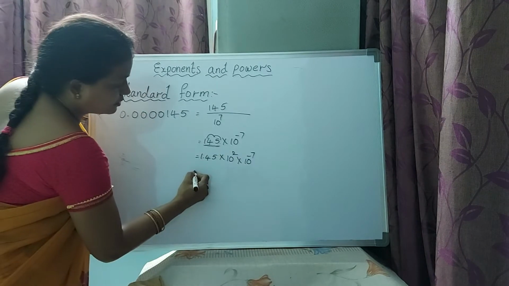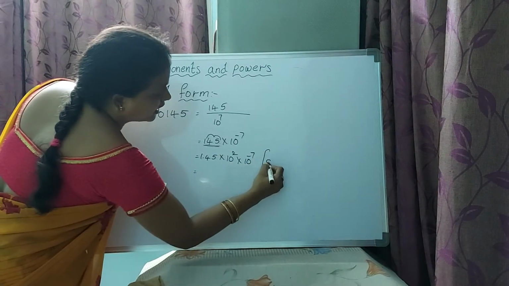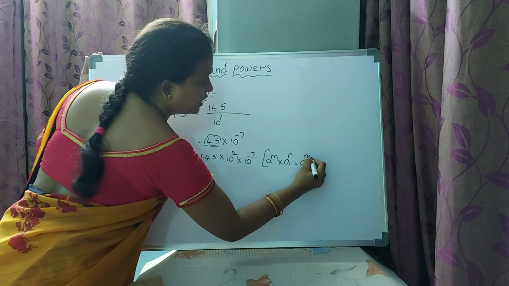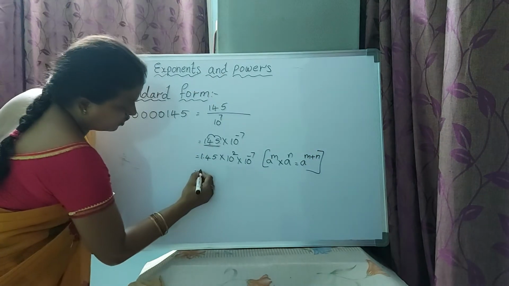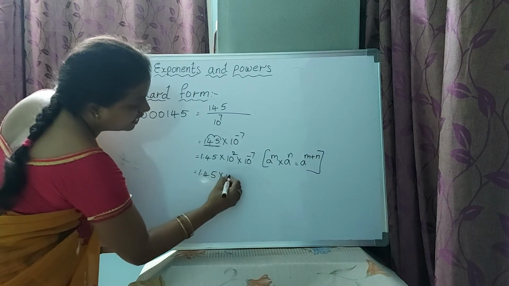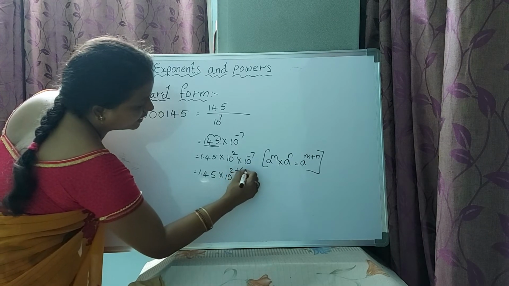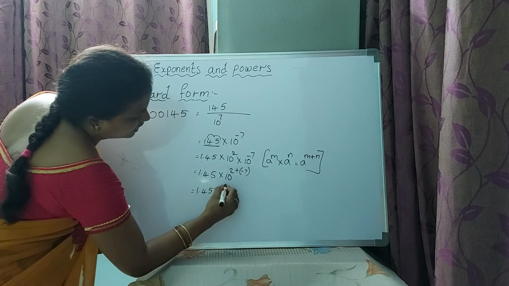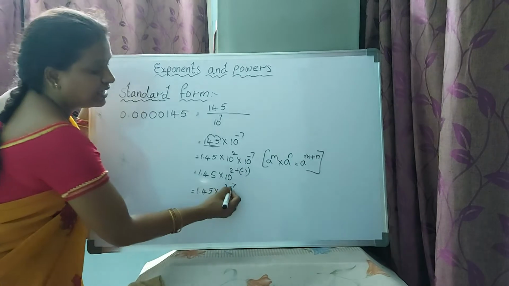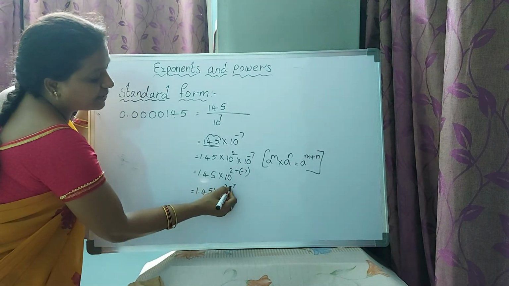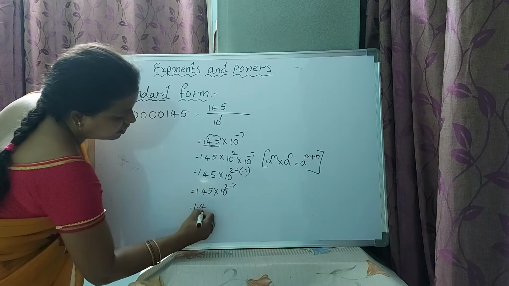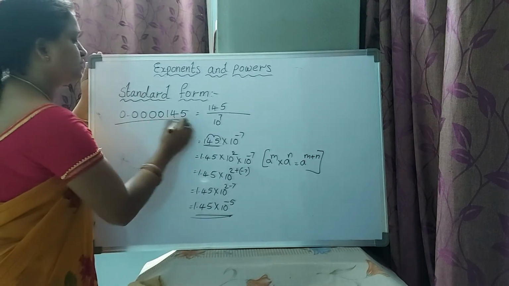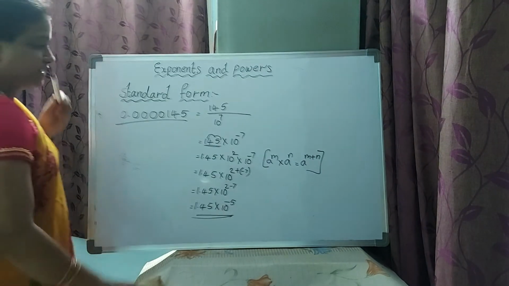See here, a power m into a power n. So what is the formula? A power m plus n. So according to this formula, 1.45 into 10 to the power of 2 plus of minus 7. So 1.45 into 10 to the power of plus 2 minus 7. 7 minus 2, 5, with the minus symbol for the bigger number. So 1.45 into 10 to the power of minus 5 is the standard form for this problem. Okay. One more example.